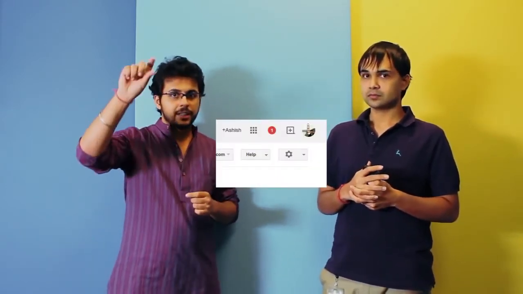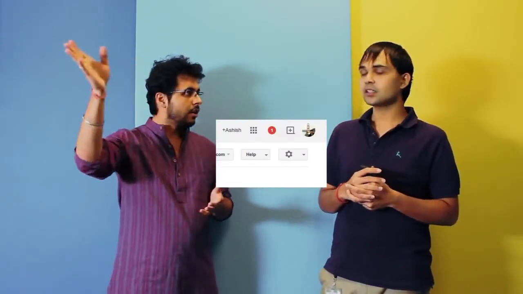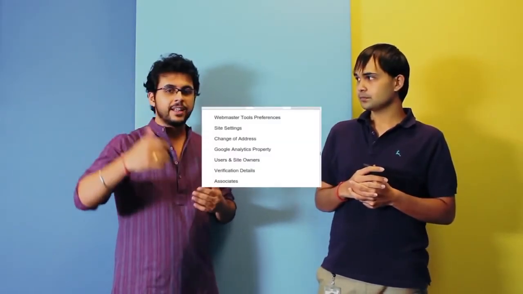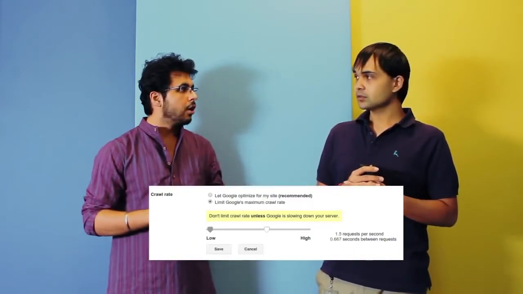It's a fairly straightforward way of doing it. If you go to your Webmaster Tools account, and look at the little gear icon towards the right corner of your screen, you can go to the site settings, and there you have an option to alter your crawl rate. You must remember that changing this setting lasts only for a period of 90 days, and after that it comes back to the default.